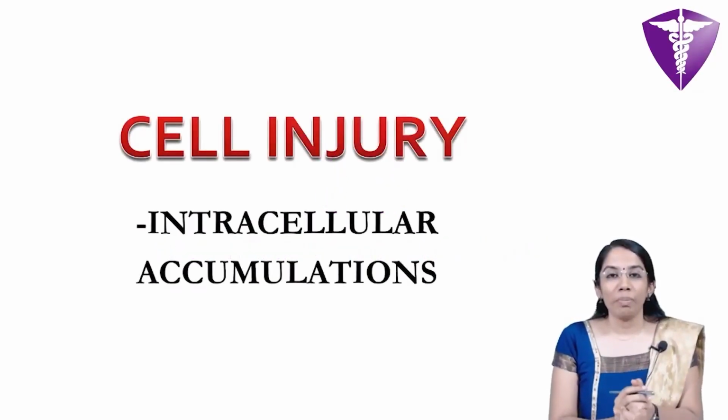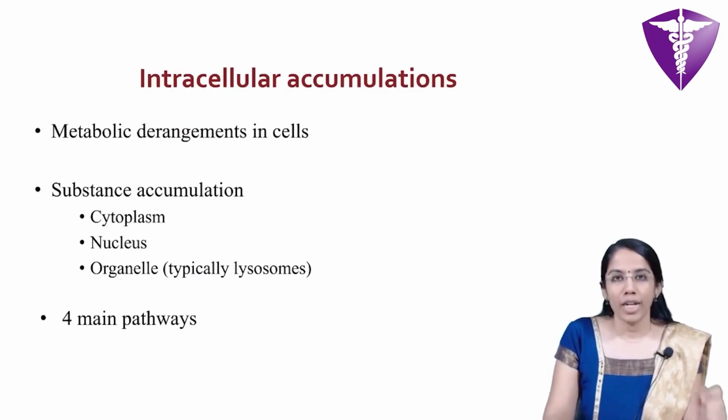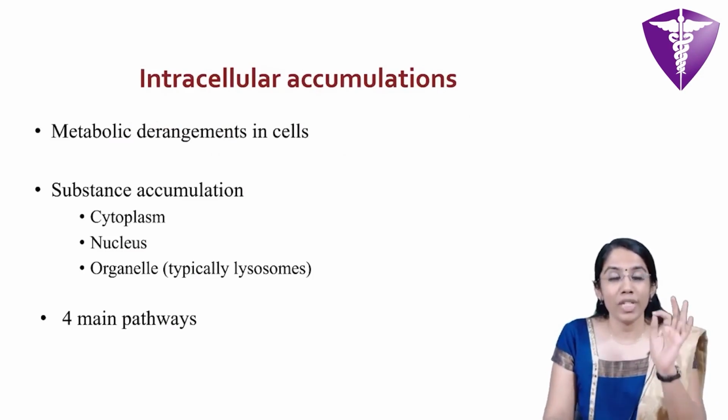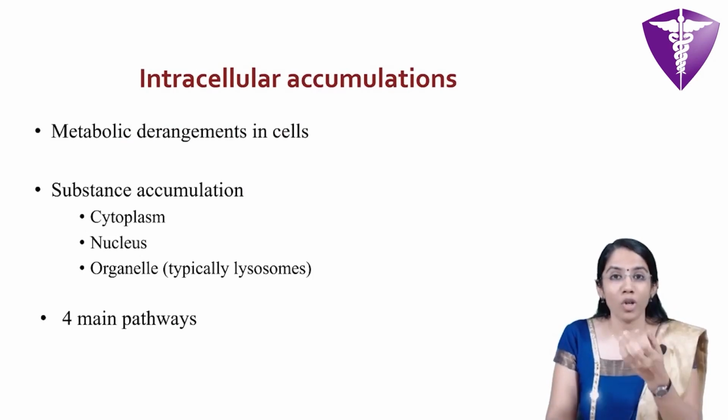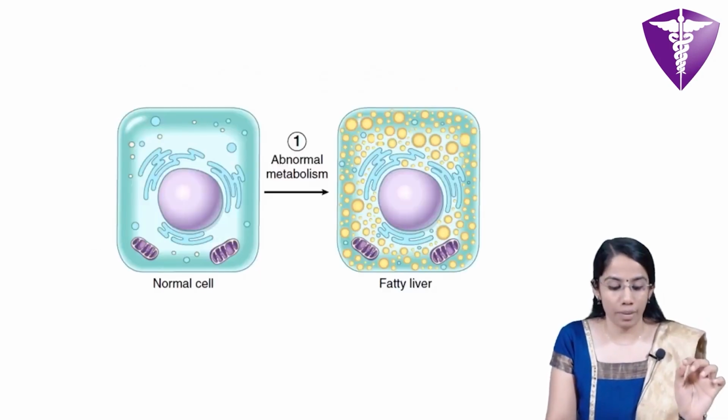Hello, today's topic is intracellular accumulations under the chapter Cell Injury. Metabolic derangements within cells lead to accumulation of abnormal amounts of substance, which can be normal or abnormal. The substance accumulation can occur either within the cytoplasm, within the nucleus, or within various organelles. Most typically, it occurs in the lysosomes. And there are four main pathways associated with this.